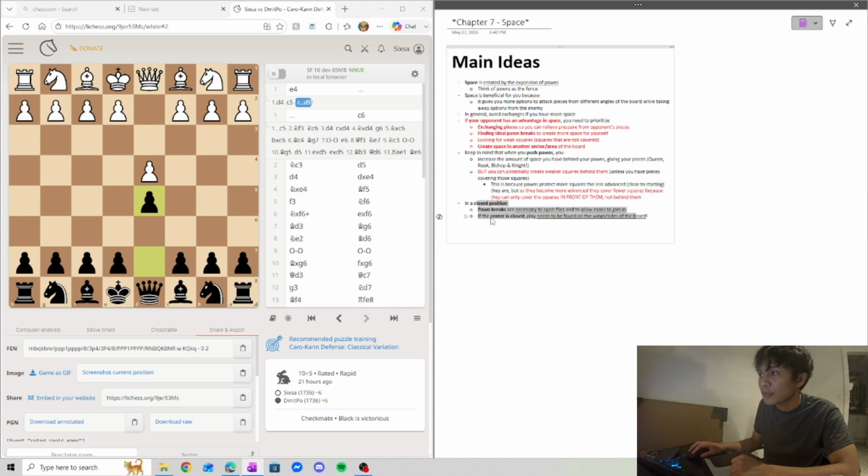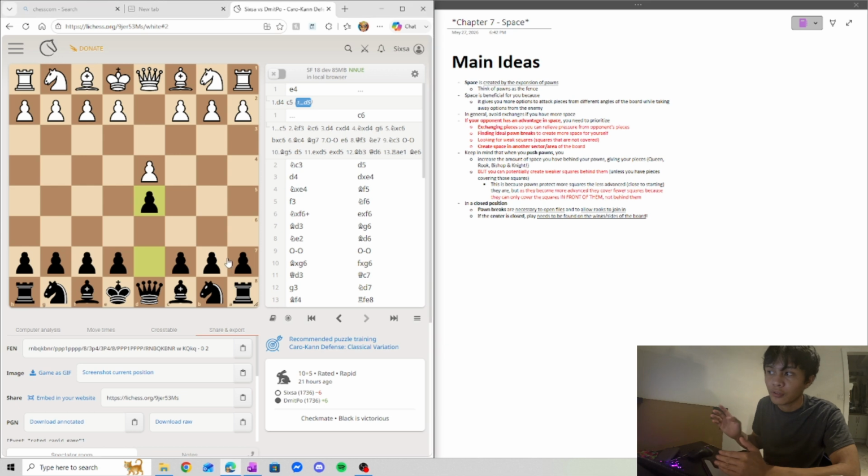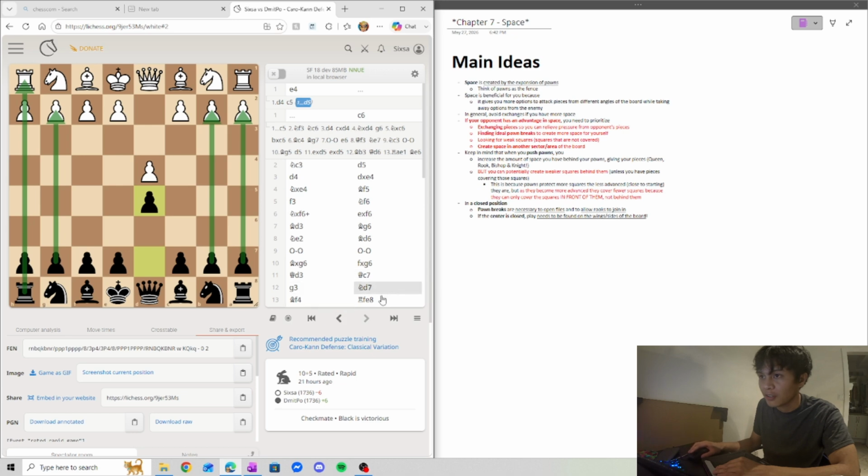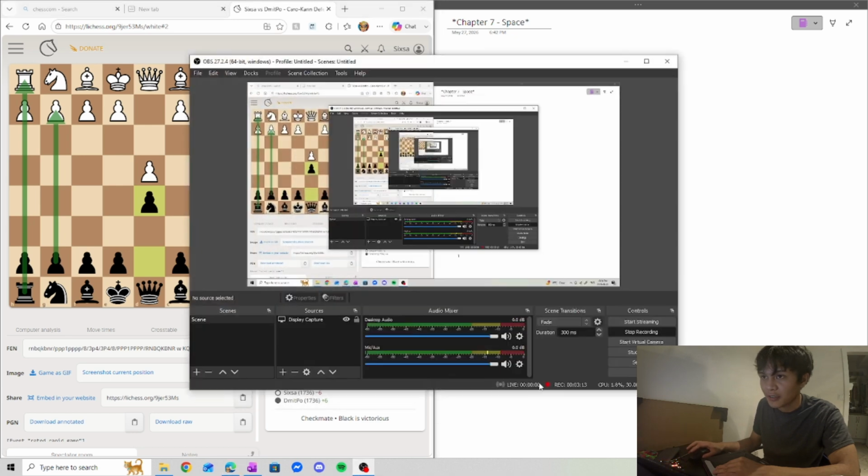And then in a closed position, pawn breaks are necessary to open files to allow rooks to join in. And if the center is closed, play needs to be found on the sides of the board, okay? So here, if the center is closed.